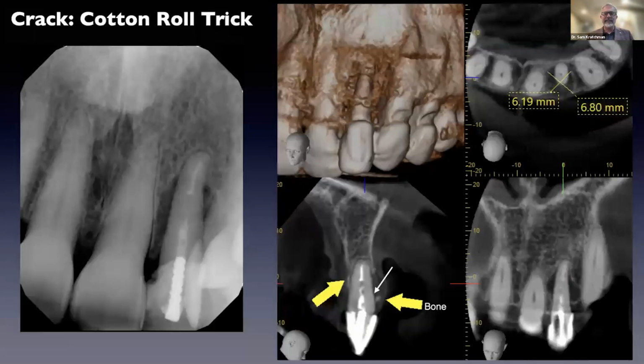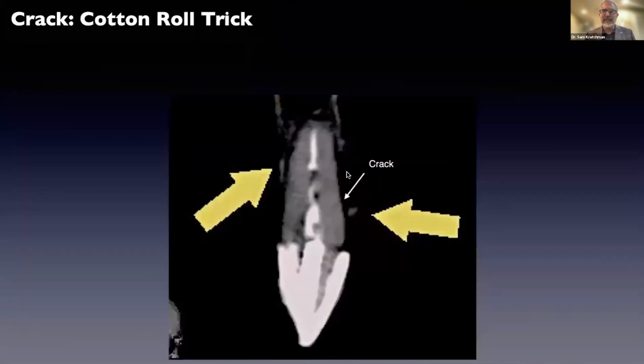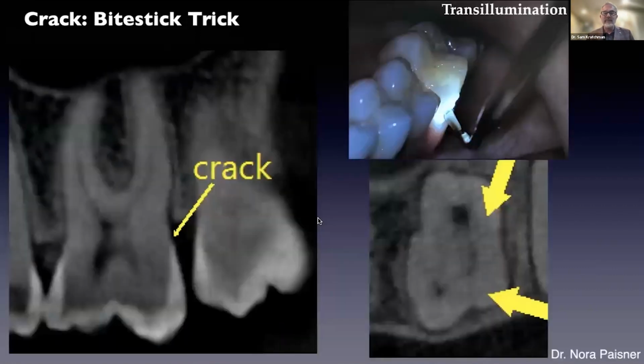Now, a couple of tricks here. If you're about to take a cone beam, when you have a metal post, you're going to get a lot of scatter. You also have the lip that can superimpose some imaging, even though it's soft tissue. So what we do is we put a cotton roll under the patient's lip into the vestibule, and this keeps the lip out of the way, and now gives us a little bit better view to see whether there is a potential crack here. So this is the cotton roll trick I call it, putting a cotton roll in the anterior region to try to keep the lip out of the way.